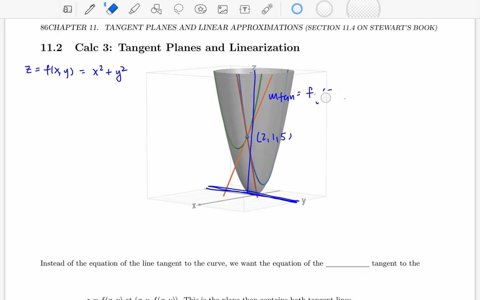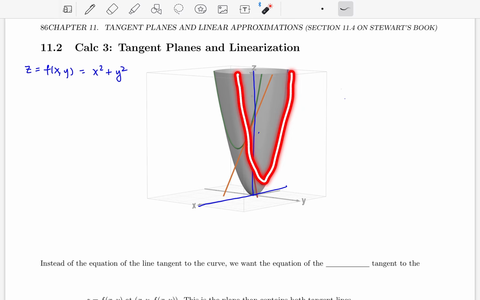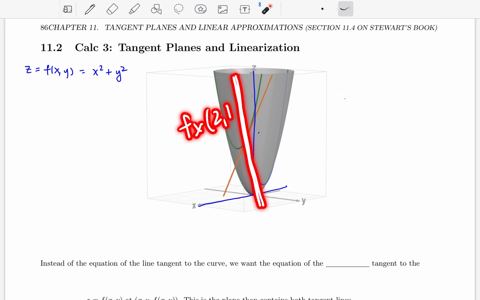Same way, I can just fix a value of y now and focus on how my function changes in the direction of x. So if I do this, I will be looking at this curve, and then this would be the line tangent to the curve at the point 2, 1, 5. So then again, the slope of this line will be f sub x evaluated at 1, okay?